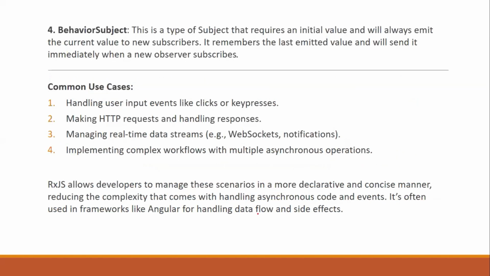Now let's talk about the behavior subject. This is a type of subject that requires an initial value and will always emit the current value to a new subscriber. The main thing is, it remembers the last emitted value and will send that value immediately when a new observer subscribes to it.